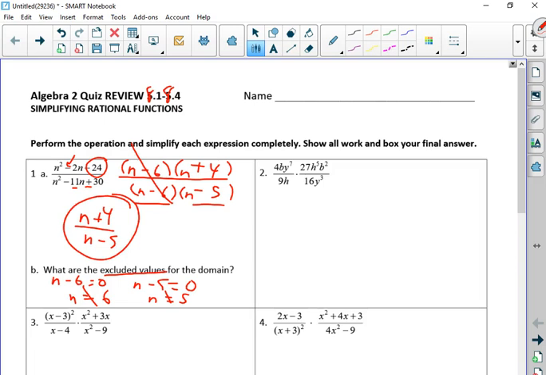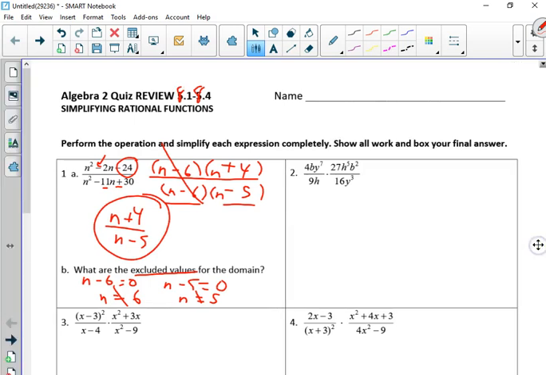Number 2. Remember here you can do whatever you want. You can multiply first and then cancel. I prefer to cancel at least my numbers first. So 4 goes into 16 4 times and into itself once. And 9 goes into itself once, 27 3 times. So that simply leaves me 3 over 4.